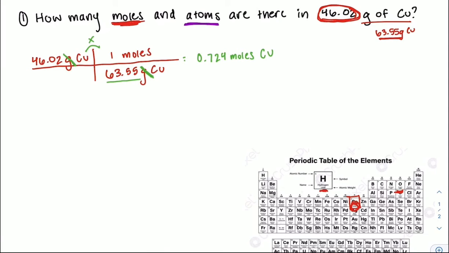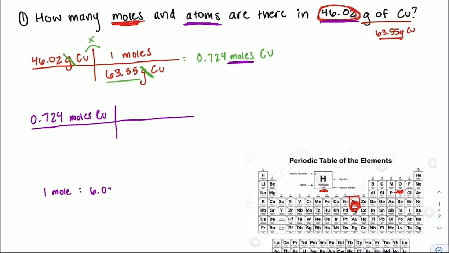Now it's asking you to find the atoms in 46.02 grams. To find atoms, you're always going to have to first find the moles, and since we already solved that, we can just use it: 0.0724 moles of Cu. Now, to find atoms, you have to know that in 1 mole, there is always 6.022 times 10 to the 23 atoms. This is something you just have to memorize and always remember.